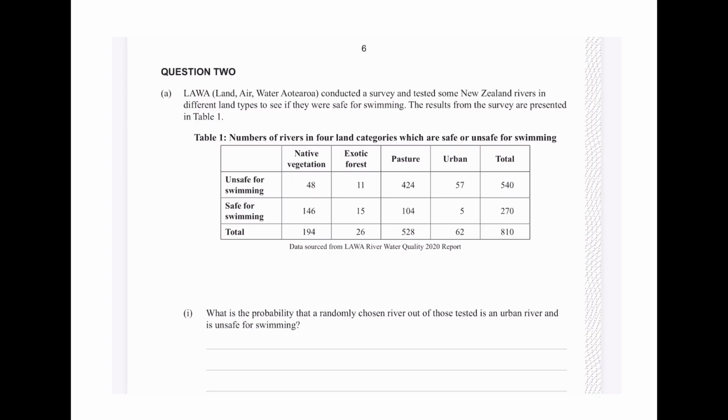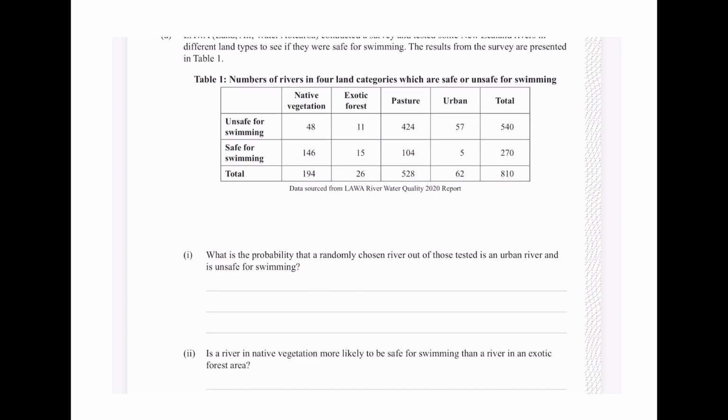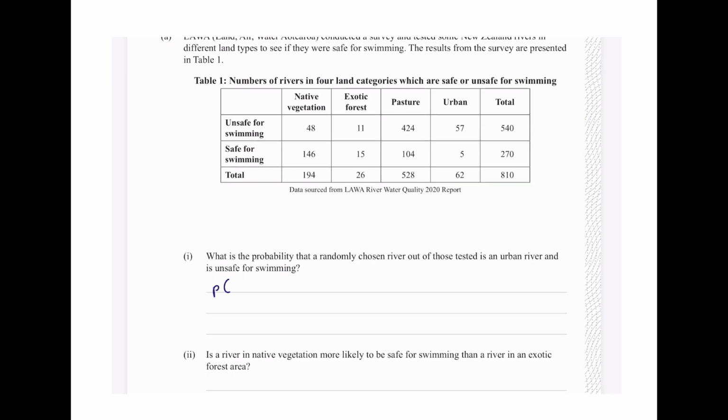Let's look at question 2. Question 1 was quite long, so I hope this one is shorter. So Lawa conducted a survey and tested some New Zealand rivers and different land types to see if they were safe for swimming. The results from the survey are presented in this table. Part 1, what is the probability that a randomly chosen river is an urban river and is unsafe for swimming? That is, we want the probability that we choose a river that's urban, and because they told us "and", that means we look at the intersection, urban and unsafe for swimming. So urban and unsafe. So how do we find this probability?